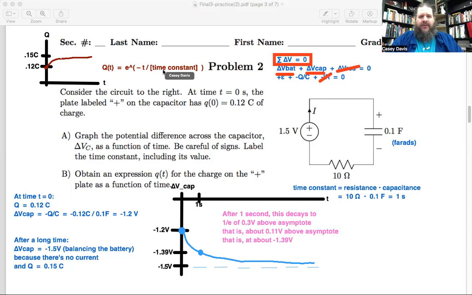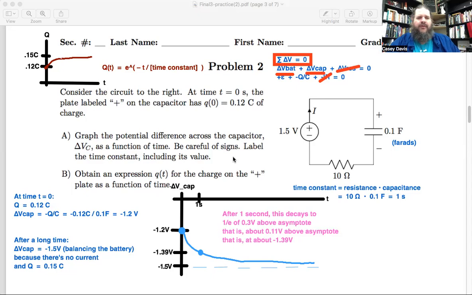The problem is, though, we also need to make some modifications, because if we just have e to the power of negative t over something, that starts at 1 because e to the 0 is 1 and decays towards 0. We don't want it to decay towards 0, though. We want it to decay towards what value? What should the asymptote be here? Yeah, we want it to decay towards 0.15 coulombs.